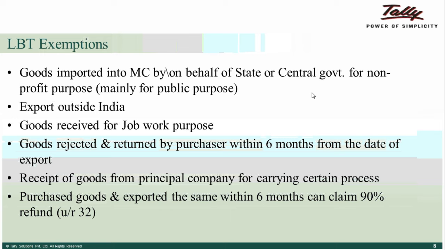For example, say suppose road construction is going on. As a contractor, you are going to make purchases of certain items for the road construction, like cement and other things. It is meant for public purpose. It is not for profit. Such kinds of purchases will be considered under LBT exemption.